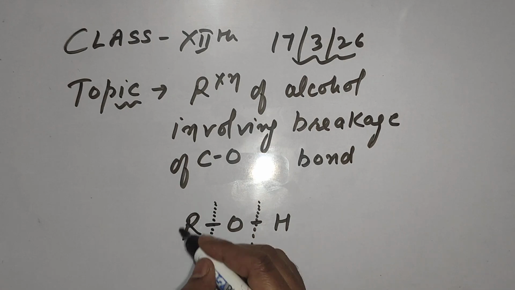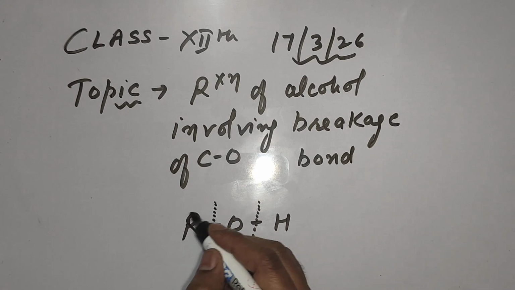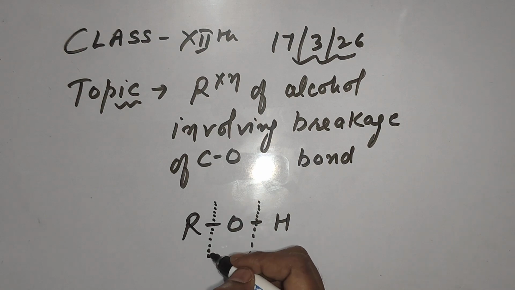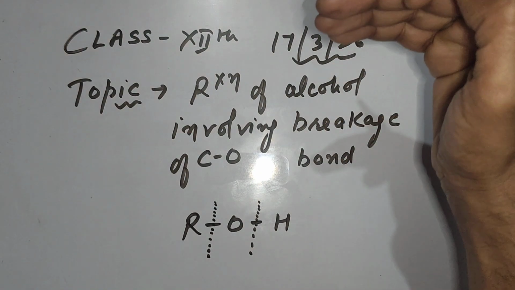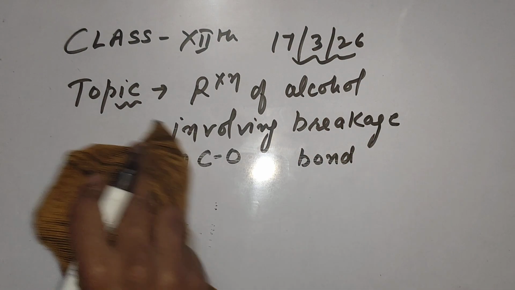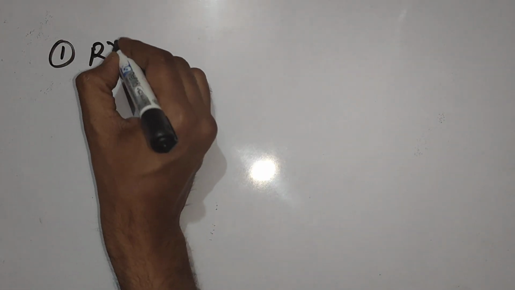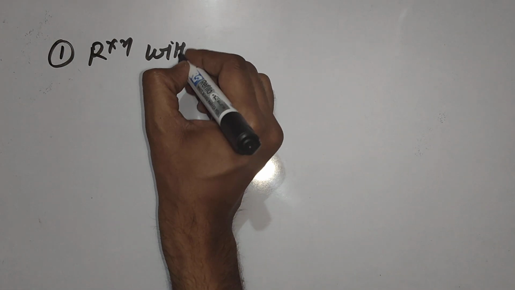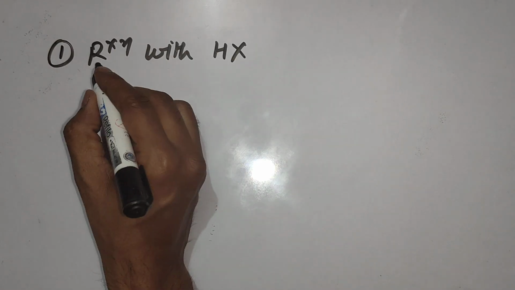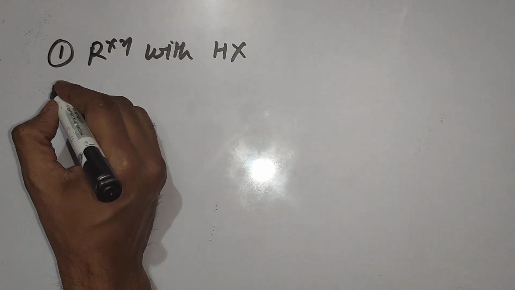Because this R is made up of an alkyl group, an alkyl group made up of carbon and hydrogen, the carbon-oxygen bond will break in these reactions. Now let's check which reactions are involved in this category. Number 1, reaction with HX, which means reaction of alcohol with hydrogen halides.